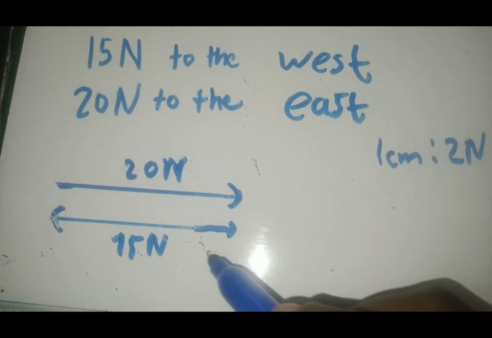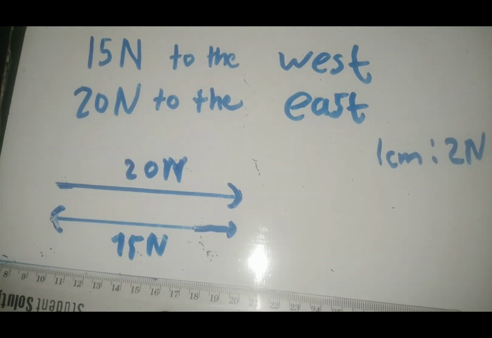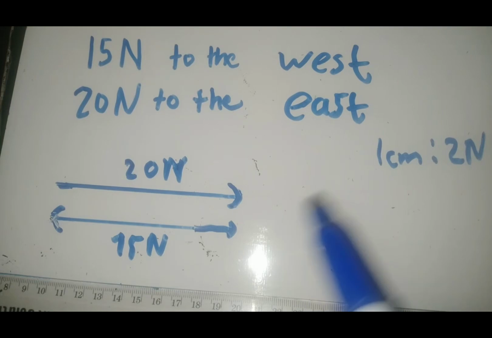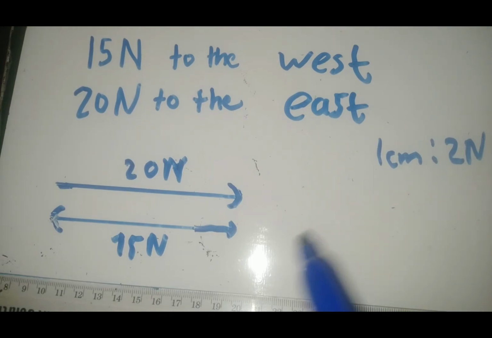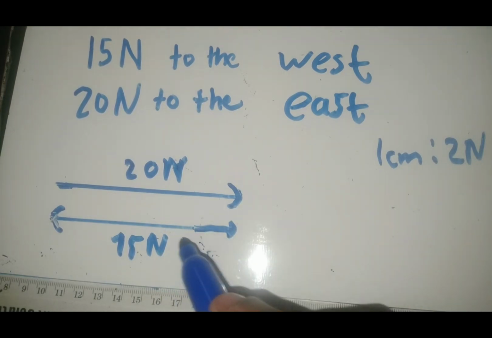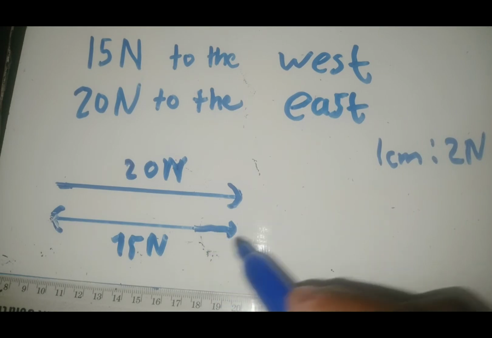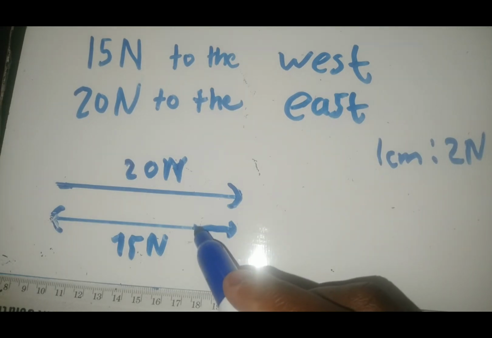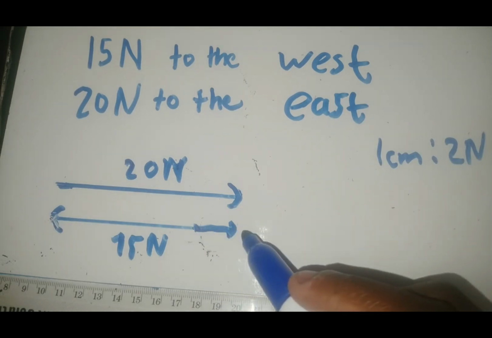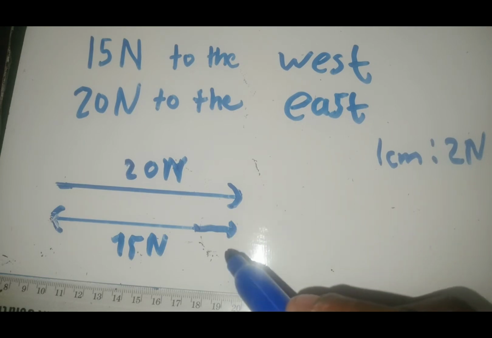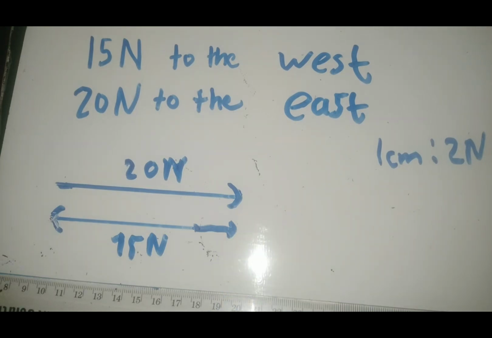If we measure it using a ruler, it should give us 2.5 centimeters, which will be 5 newtons, right? But also using logic, we know it's obviously going to be 5 newtons. So it starts from here until there. That's 5 newtons to the east, right? That's how we do it. The resultant is from the tail of one to the head of the other.